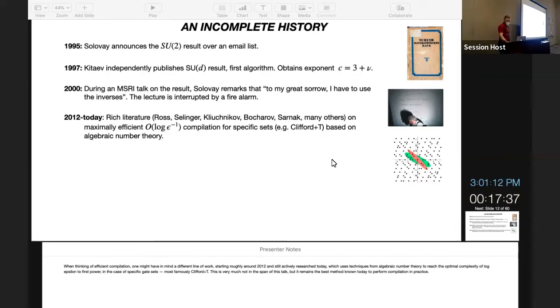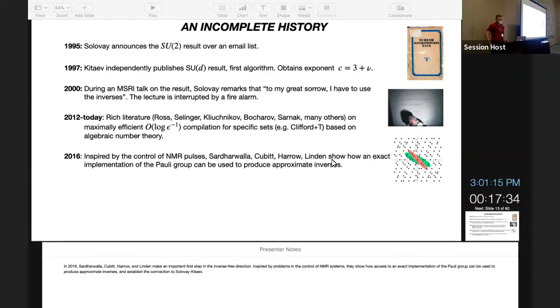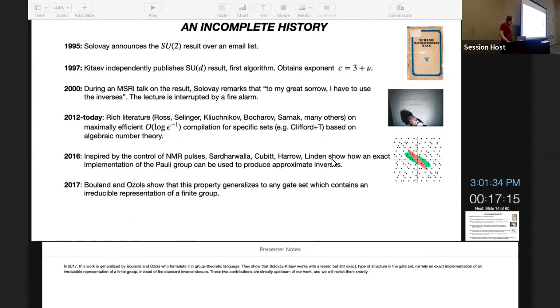Now, the first step towards removing the inverses came in 2016 in the work of Sardharwalla and others, and Bouland. They were inspired by problems in quantum control and NMR physics. They showed how an exact implementation of the Pauli group can be used to produce approximate inverses, and they noticed how this can be useful in the inverse-free Solovay-Kitaev version. In 2017, Bouland and Ozols extended this result and formulated it in a new, group-theoretic language. So really, these two papers are very upstream of the current work and introduce a lot of the tools that we'll be using as well.